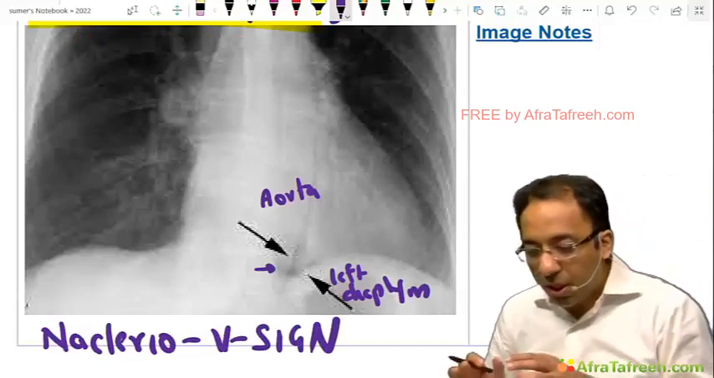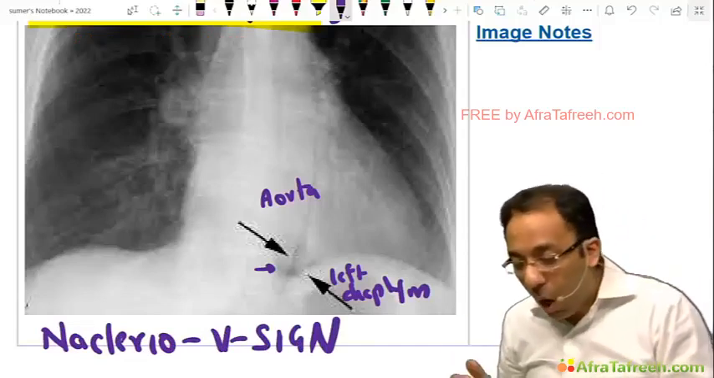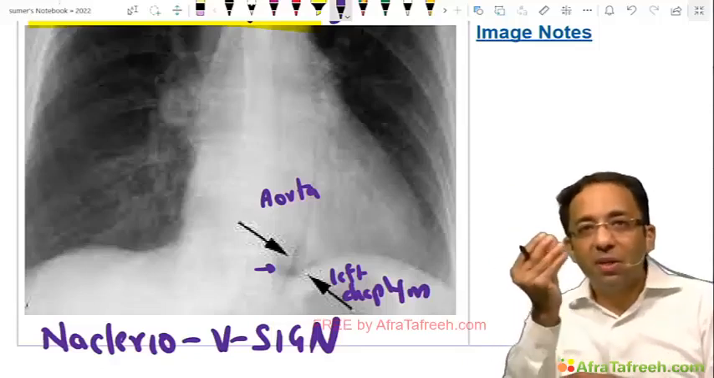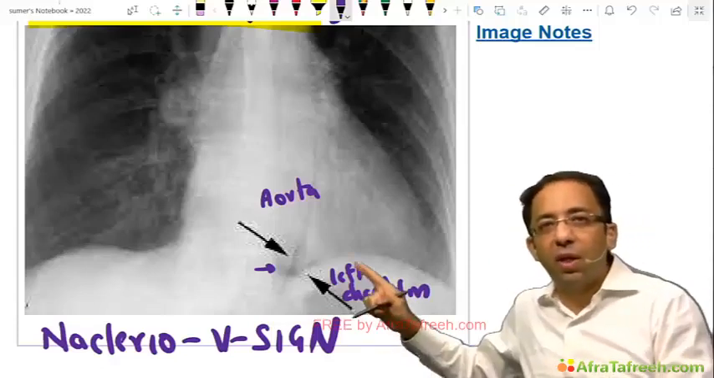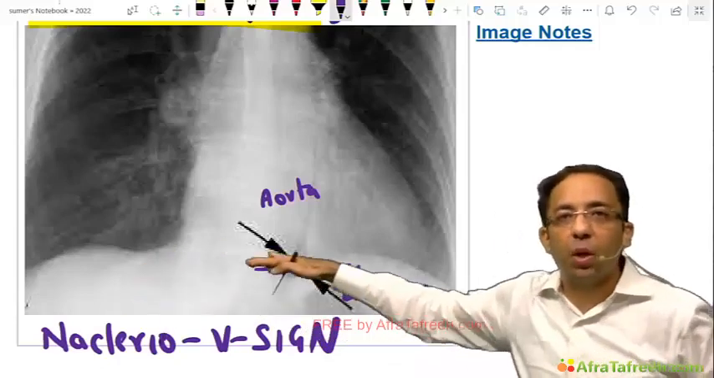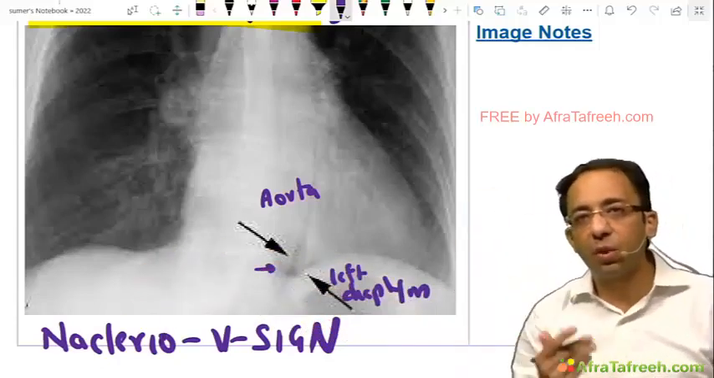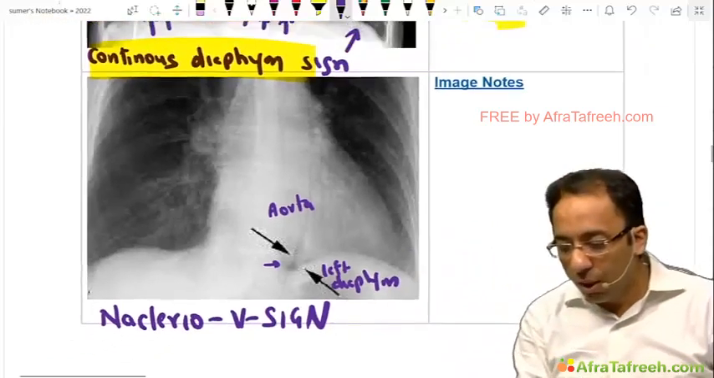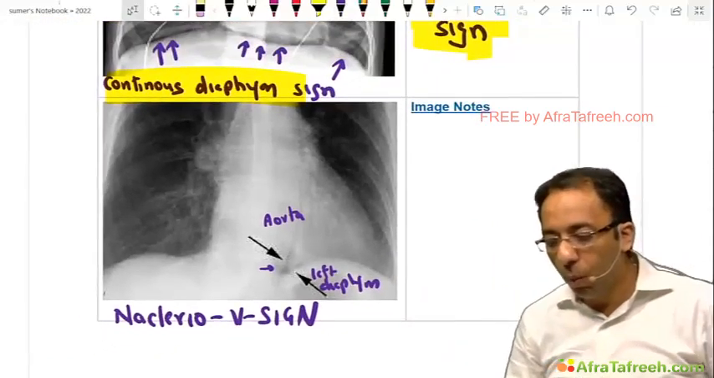Okay, so now do you understand? It depends on how much air is leaking. If it is only a small quantity of air, you will see a Nucleario V sign. With more air, the entire diaphragm will be outlined. If it is a child, even the thymus will be outlined. So these are all signs of pneumomediastinum.